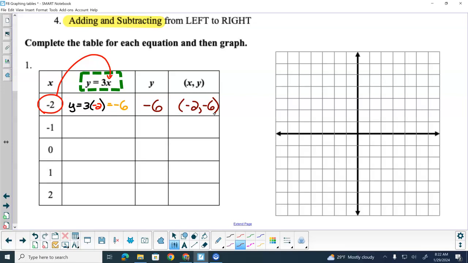How do I get to the point -2, comma, -6? Direction, number, direction, number. How do I get to -2, comma, -6? Left 2 times, and then down 6 times. 1 and 2, 1, 2, 3, 4, 5, and 6, right there.